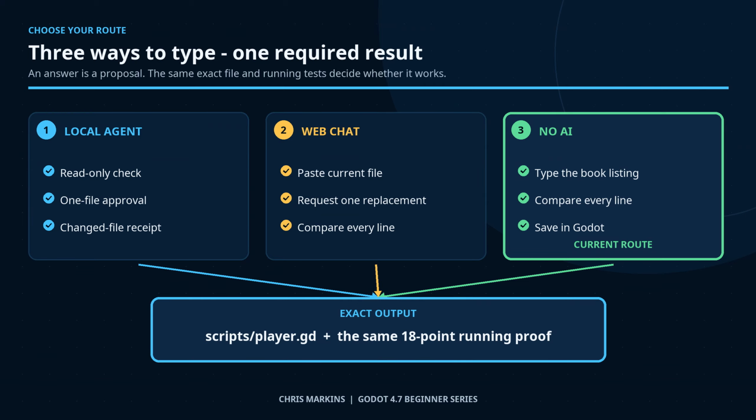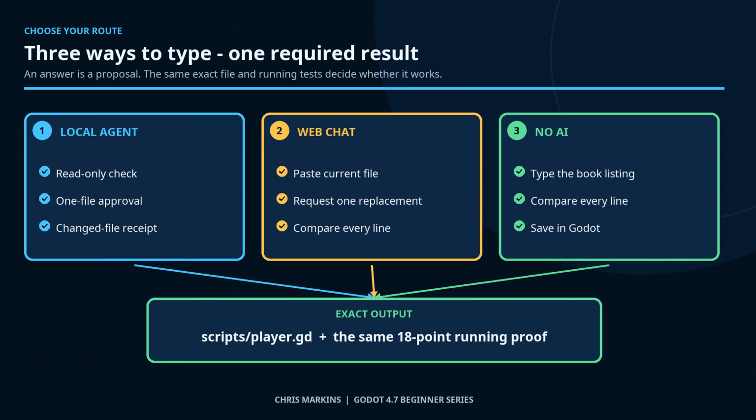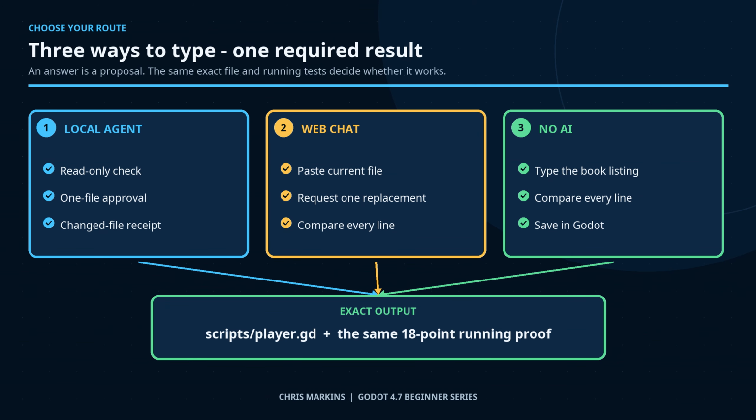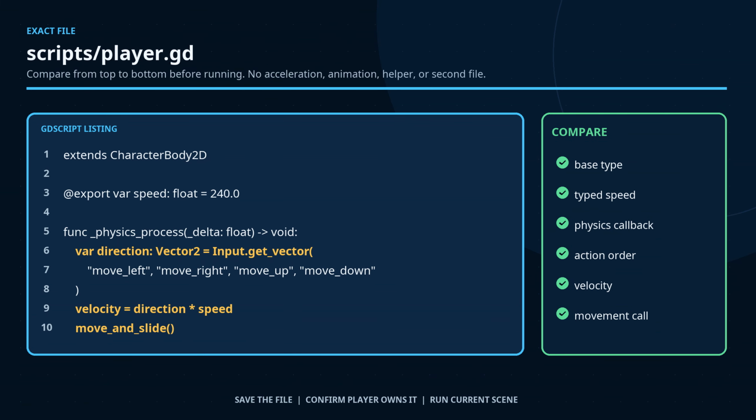For the no AI route, skip the request and type the complete file printed in this lesson. This is not a lesser route. The important skills are controlling the change, understanding the code, and proving the result yourself.